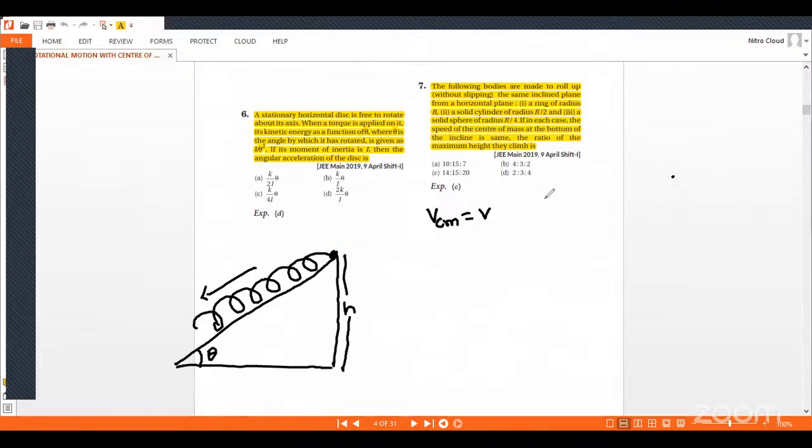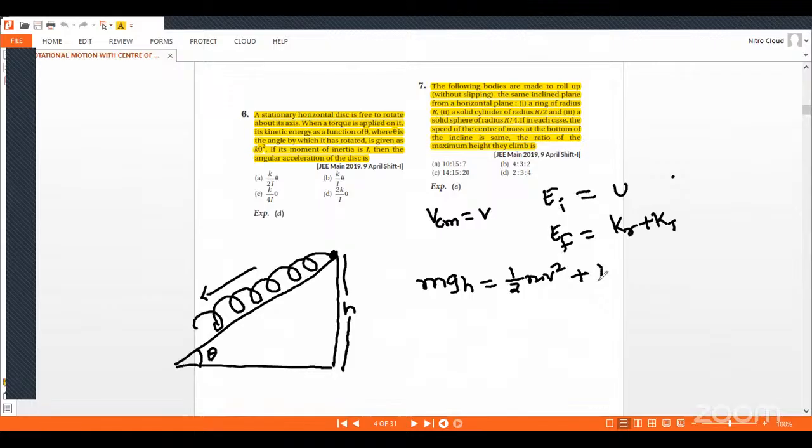That means I'll write initial energy as potential energy and final energy as rotational kinetic energy plus translational kinetic energy. Okay. So I can say mgh equal to half mv square plus half I omega square. Can I write?